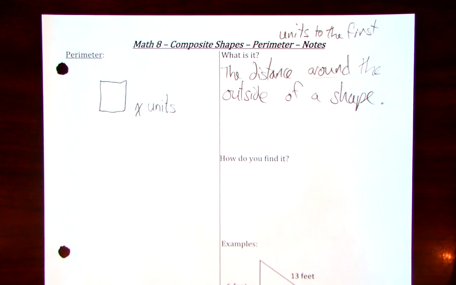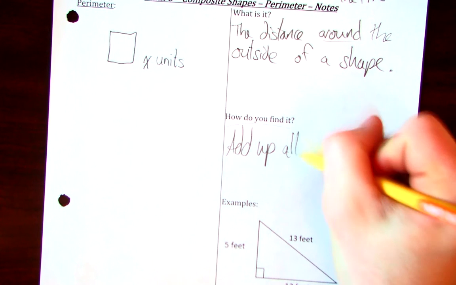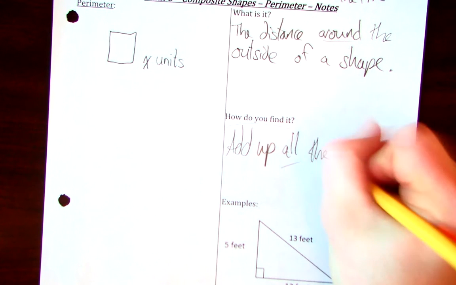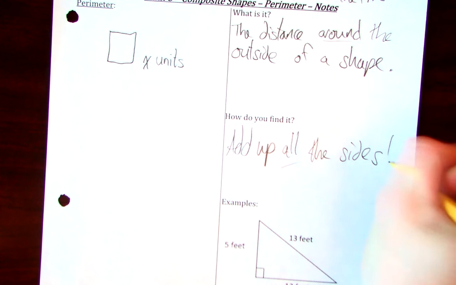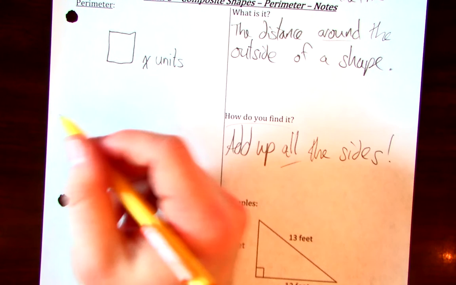All right, and so it says, well, how do we find that? Real simple. We add up all the sides. Okay, you guys have done this before. You've been in fifth grade, but we're always making sure that we're all on the same page.